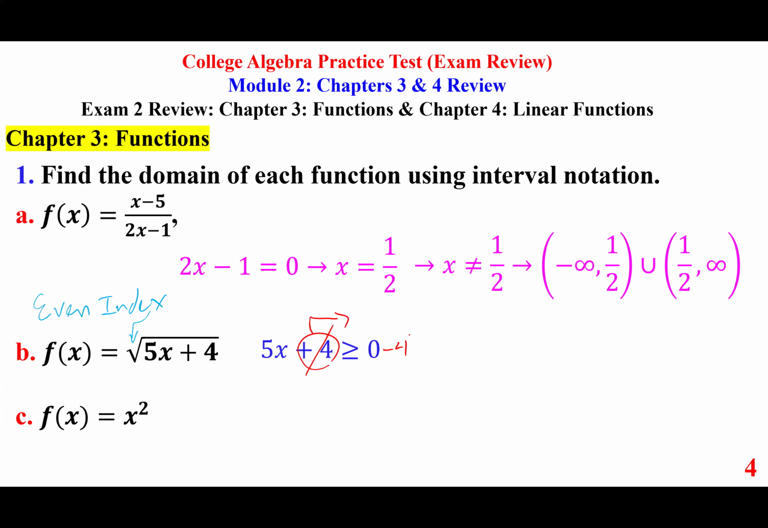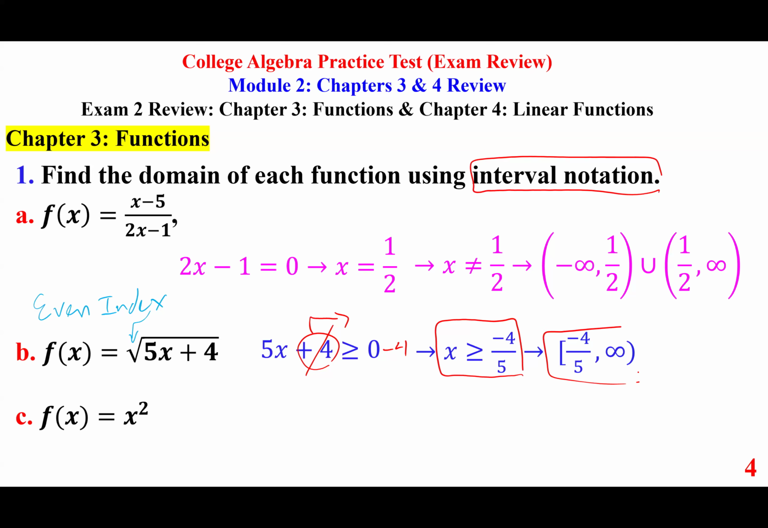Move it to the other side. Divide by 5. Again, this is the inequality format, and this is the interval notation. From -4/5 to infinity, notice bracket means the endpoint is included because we have the equality.